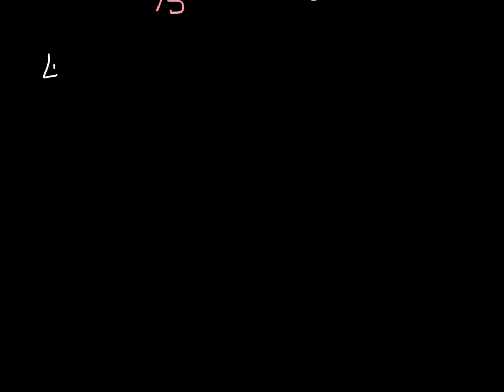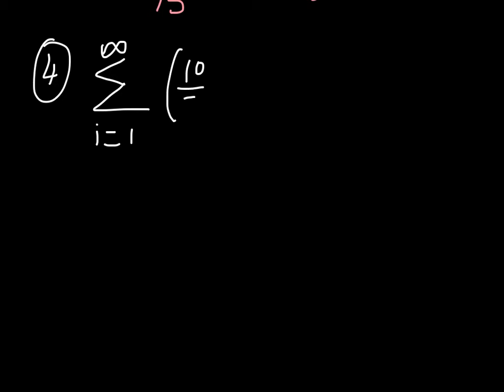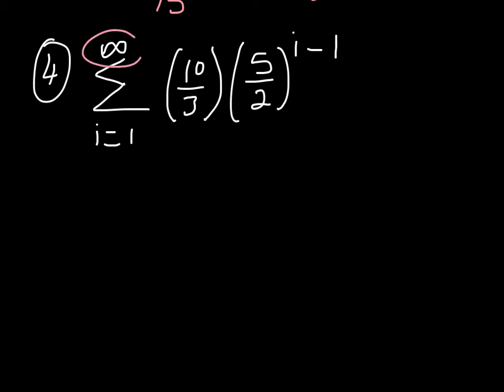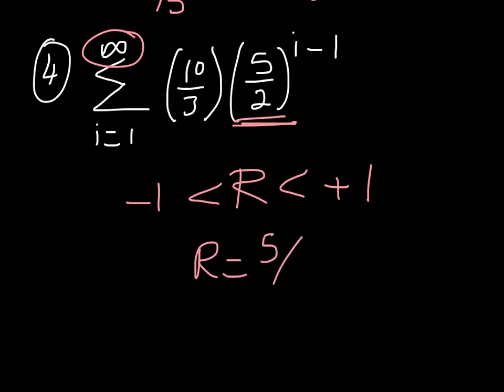Okay, number 4. Number 4, we have the infinite sum from 1 to infinity, 10 over 3 times 5 over 2 to the i minus 1. Well, the first thing we want to see, as long as it's infinite, we want to check to see if r is between -1 and +1. In this case, you see r is 5 over 2. 5 over 2 is 2.5. It's a lot bigger than 1. Therefore, we'll say the sum does not exist.